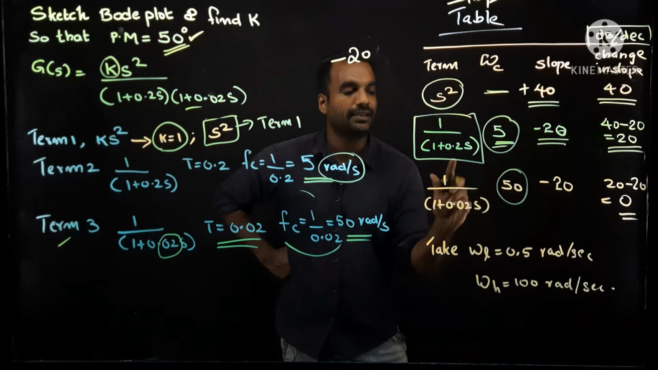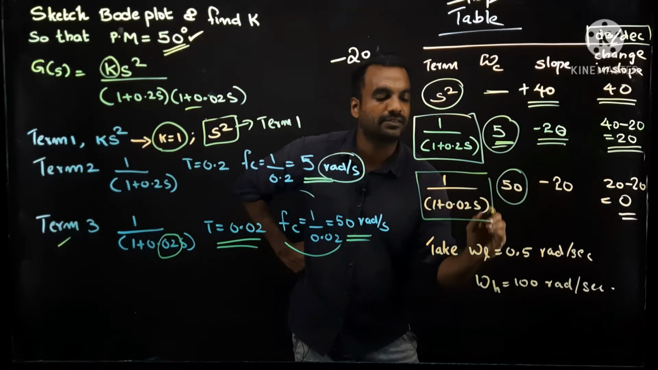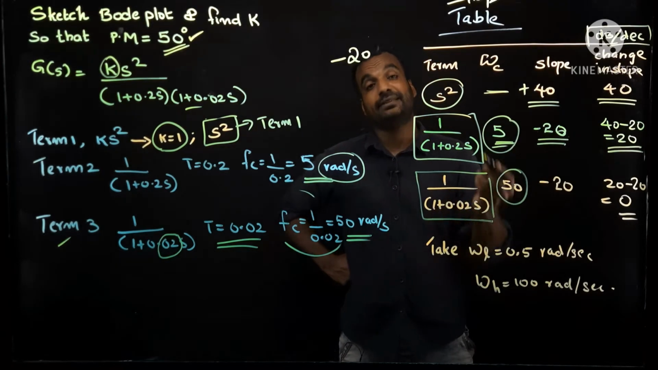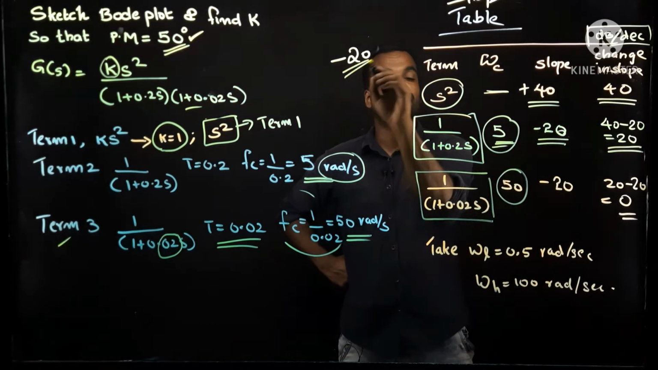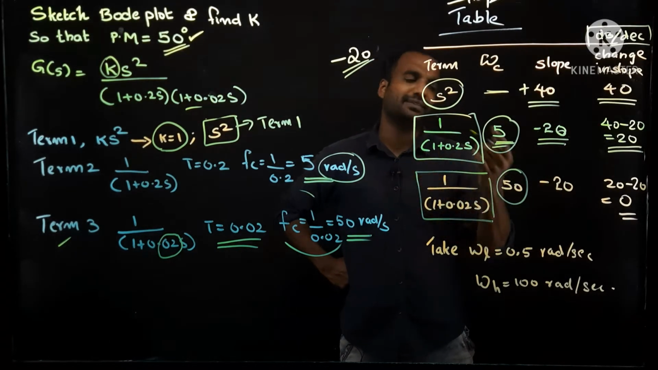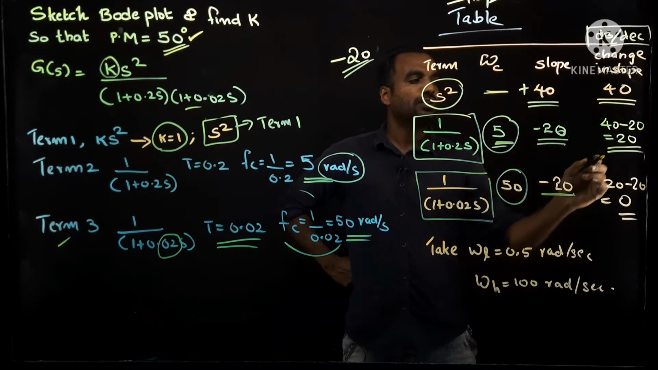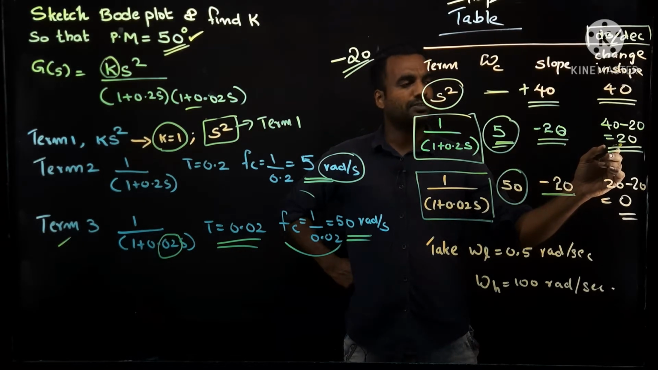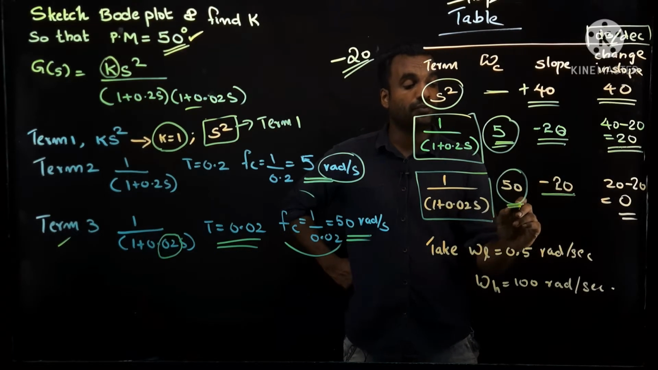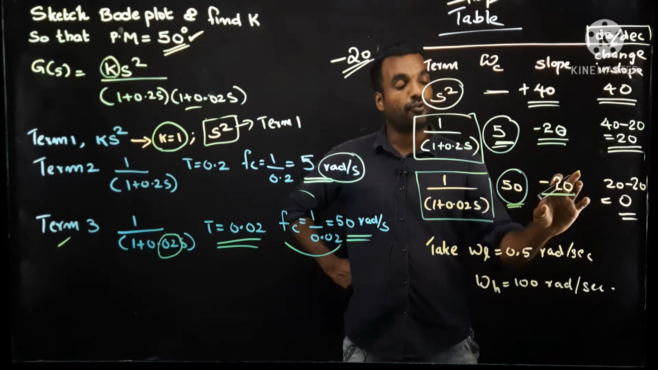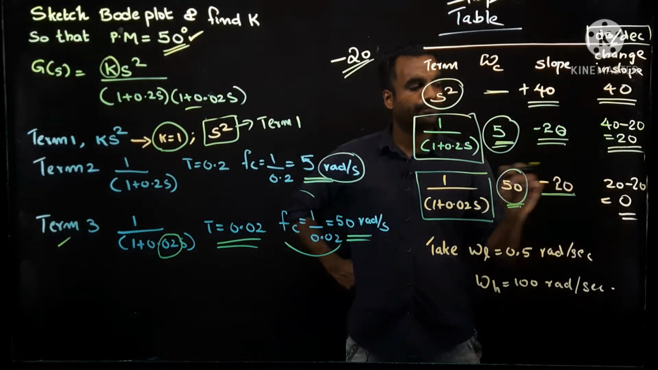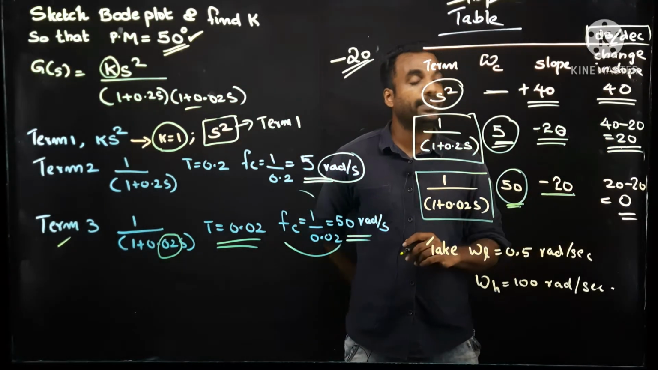So now we are adding the third term. Third term means 1 plus 0.02 s. It is also a pole, that is in the denominator, s term. So again minus 20. Only s term; if it is square, it will be minus 40. Cube is there, minus 60. So again minus 20. So the magnitude plot was coming with a slope of 20 dB per decade up to the 50 corner frequency. Then we are adding a new slope of again minus 20. So the change in slope will be 20 minus 20, that will be 0.